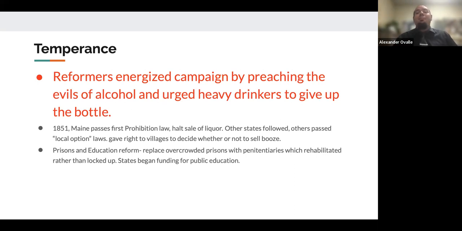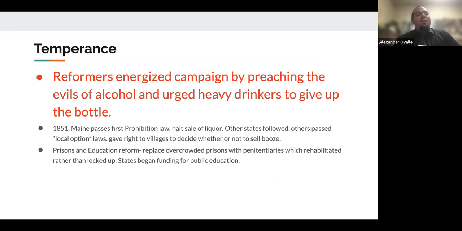So we have the temperance movement. And this is reformers energizing a campaign by preaching the evils of alcohol and urged heavy drinkers to give up the bottle. 1851, Maine passed the first prohibition law, halting the sale of liquor. Other states will follow, passing local option laws, giving rights to villages to decide whether or not to sell booze.